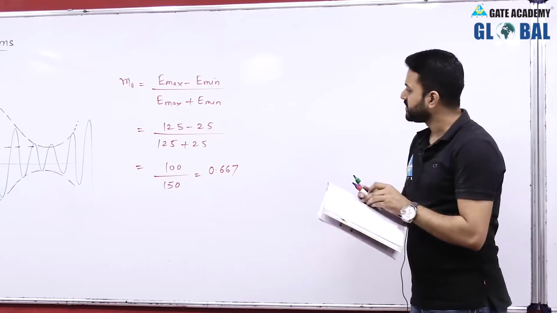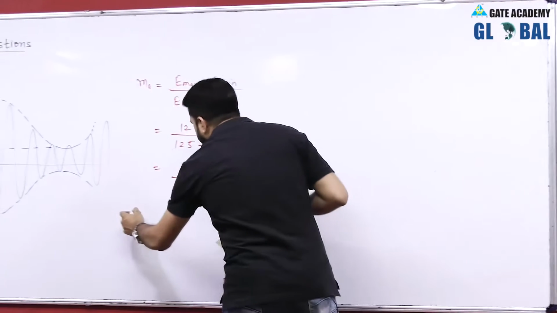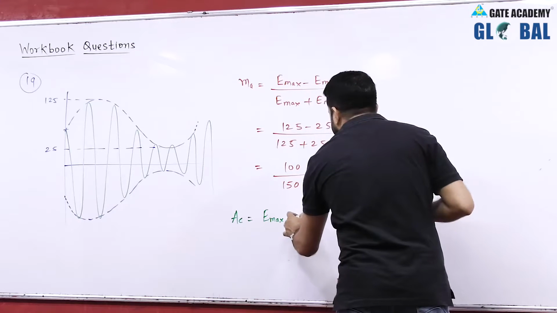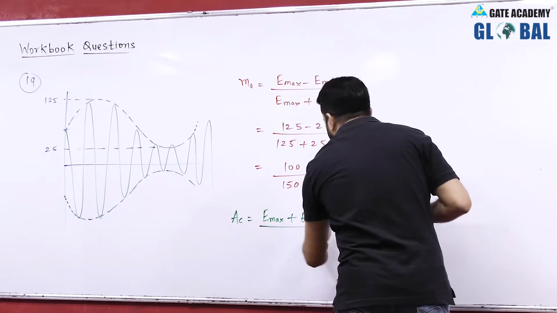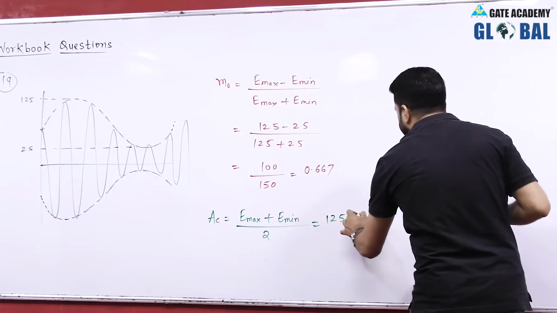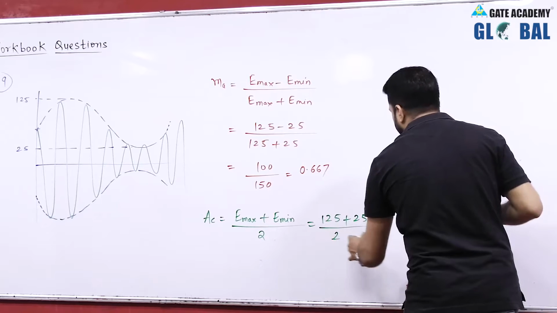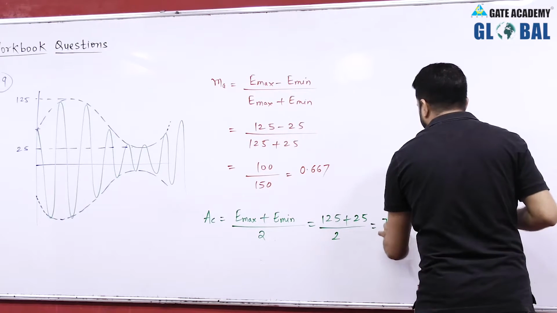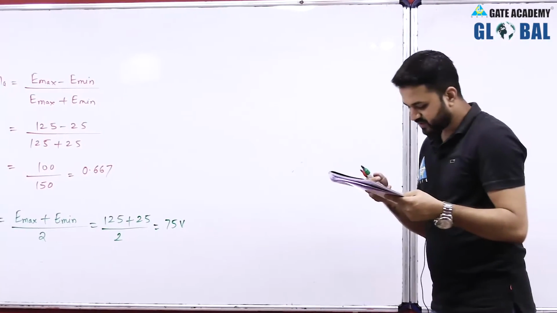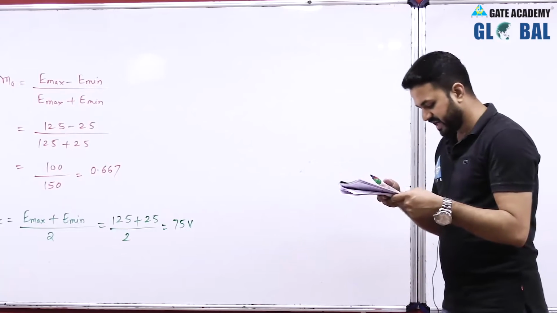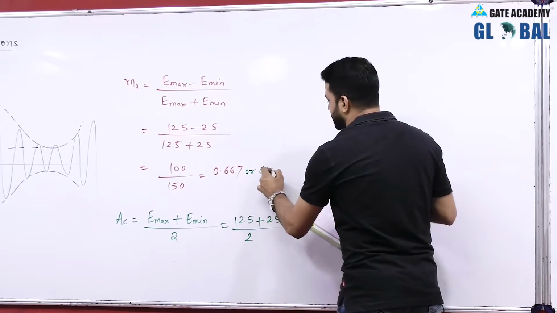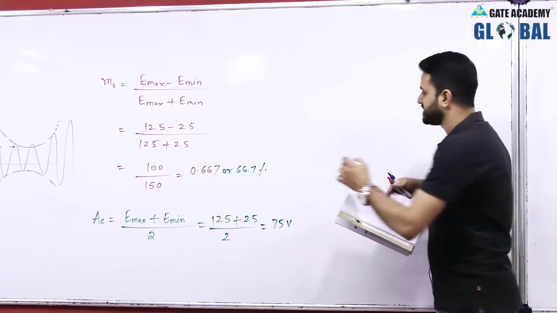So this is the modulation index. Now, we have to find the carrier amplitude. The carrier amplitude AC is equal to Emax plus Emin divided by 2. So Emax is 125, Emin is 25, divided by 2, and this is equal to 75 volt. So the carrier amplitude and modulation index we can calculate from these two expressions. This is question number 19, which is 66.7%. So the answer is option C.